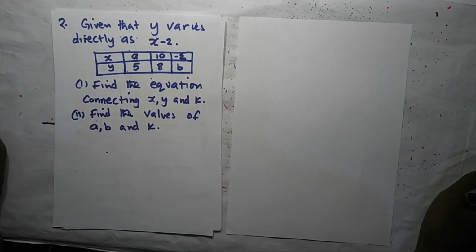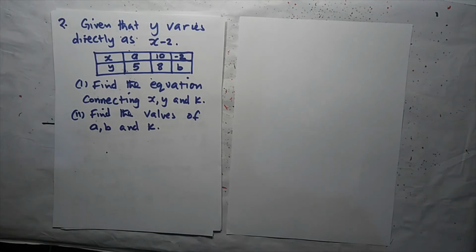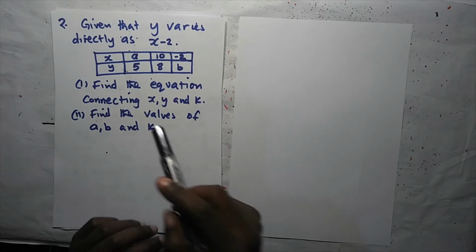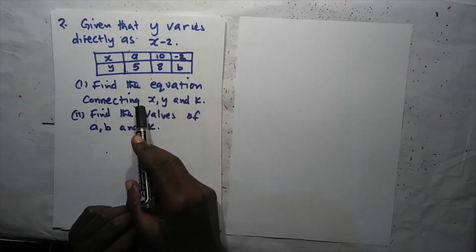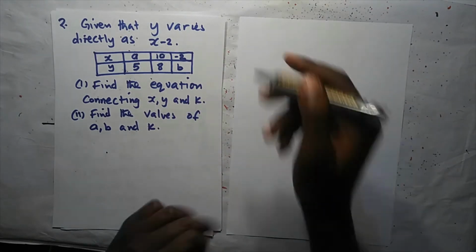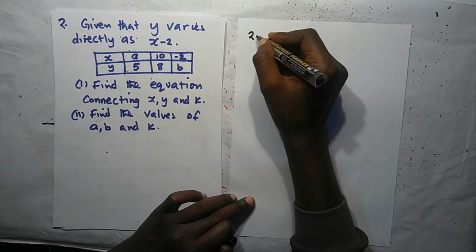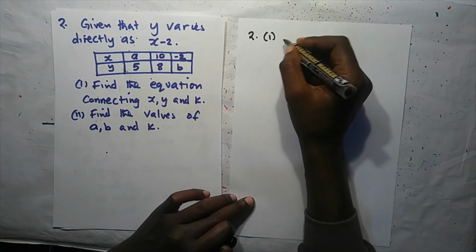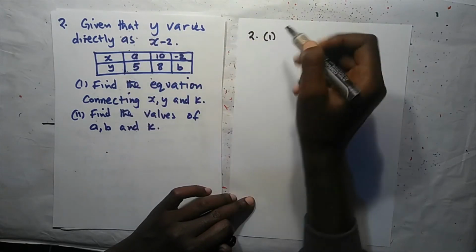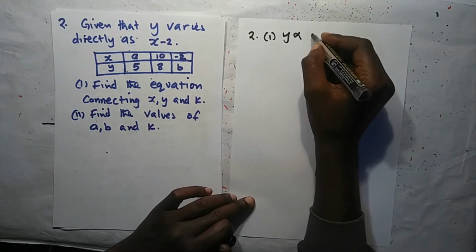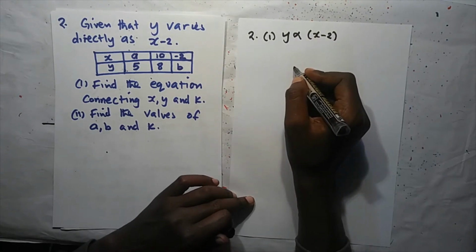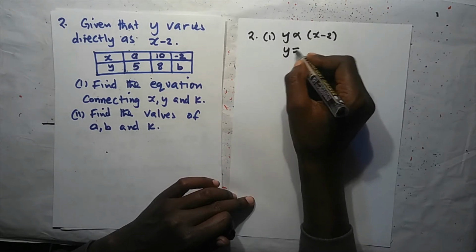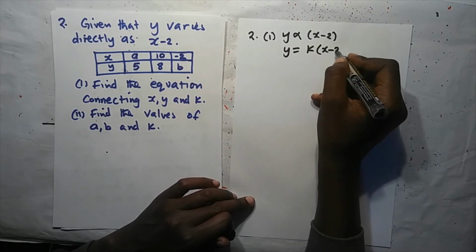In this question, we are going to continue looking at direct variations. And so the question says, given that Y varies directly as X minus 2, find the equation connecting X, Y, and K. And so this is question 2, part 1. And so here the statement on top says Y varies directly as X minus 2. And so we introduce the constant of variation. We are going to have Y is equal to K times X minus 2.